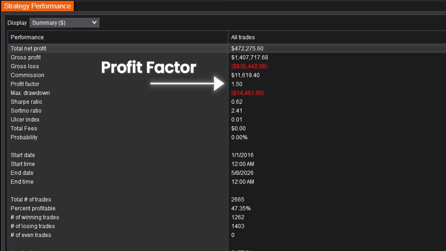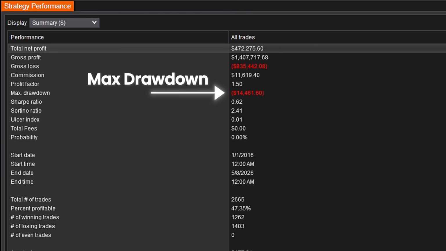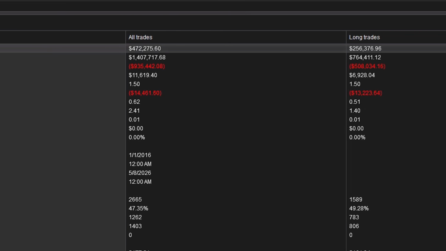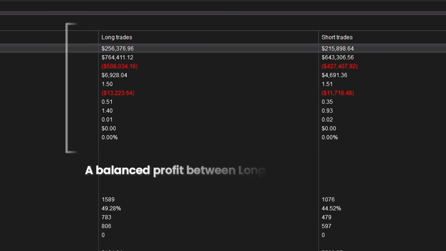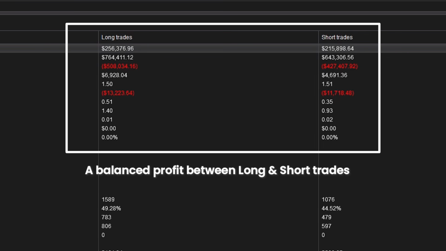Profit factor of 1.50. This is a fantastic number over a span of 10 years, showing that our strategy is not only effective, but also stable, delivering exceptional returns relative to the risk. And one key point that can't be overlooked is the max drawdown of this strategy. It's just over $14,000, which is a very reasonable drawdown considering the $472,000.